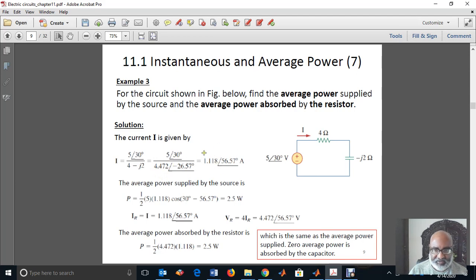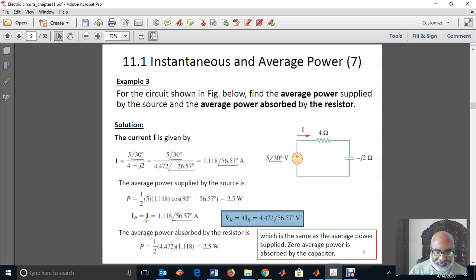So this is the phasor representation of the current. This is Im, and this is the angle. Then the average supplied power is 1 over 2 times the voltage Vm and Im, and the angle between the two is 30 minus 56.7, which is equal to 2.5 watt. Now, what is the current through the resistor? It's the same because it is a series circuit. What is the voltage across the resistor? The voltage across the resistor is the resistance times the current, and I have this.